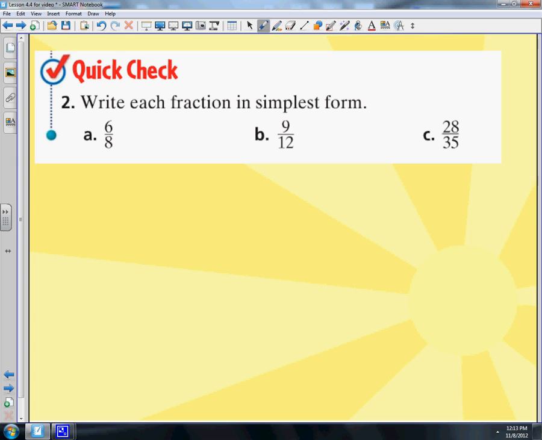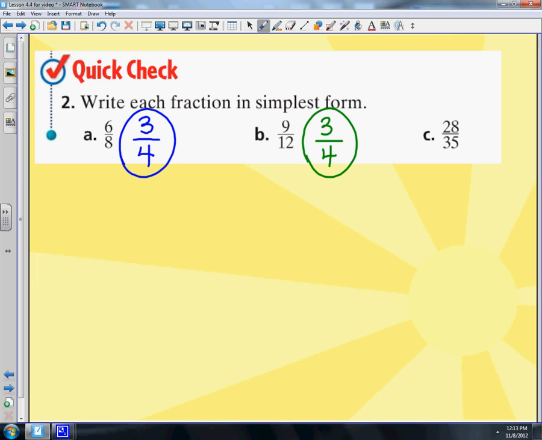All right, 6/8. What I do is I just immediately try to cut it in half. So 6 divided by 2 is 3, and 8 divided by 2 is 4. I know that 3/4 is simplest form, so that one I'm done with. So 9/12. I can't cut 9 in half, so then I go to 3. Can I divide it by 3? Well, yep, 9 divided by 3 is 3, and 12 divided by 3 is 4. So I have 3/4 again.